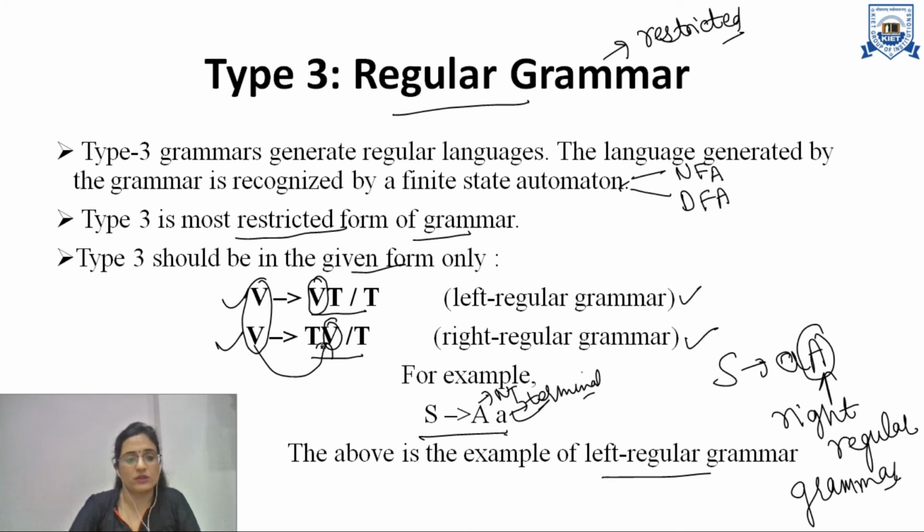So that's all about the Chomsky hierarchy, and it's a very important topic of theory of automata and formal languages. We have to remember some points: type 3 grammar is the regular grammar, the language generated by the regular grammar is a regular language, and the automata which recognize the regular grammar or regular language is known as finite state automata.